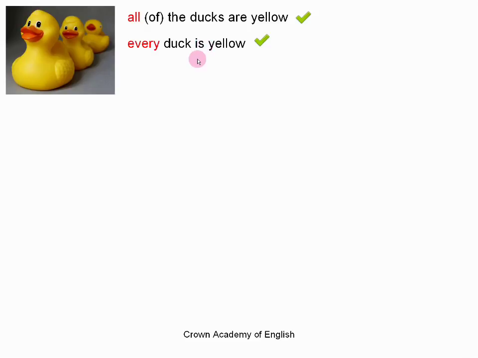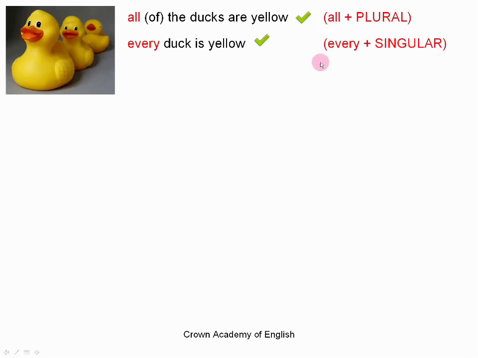And when we use the word every, it uses the singular form of the noun. So every duck. And because duck is singular, the verb is singular as well. So this is the third person singular of the verb to be. So this is the rule. When we use the word all, we must use the plural afterwards. And when we use the word every, the noun must go in the singular form.